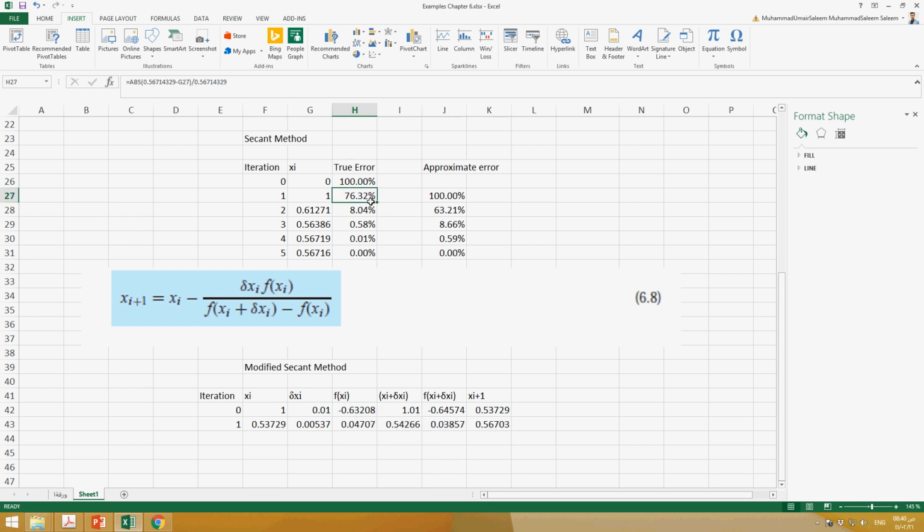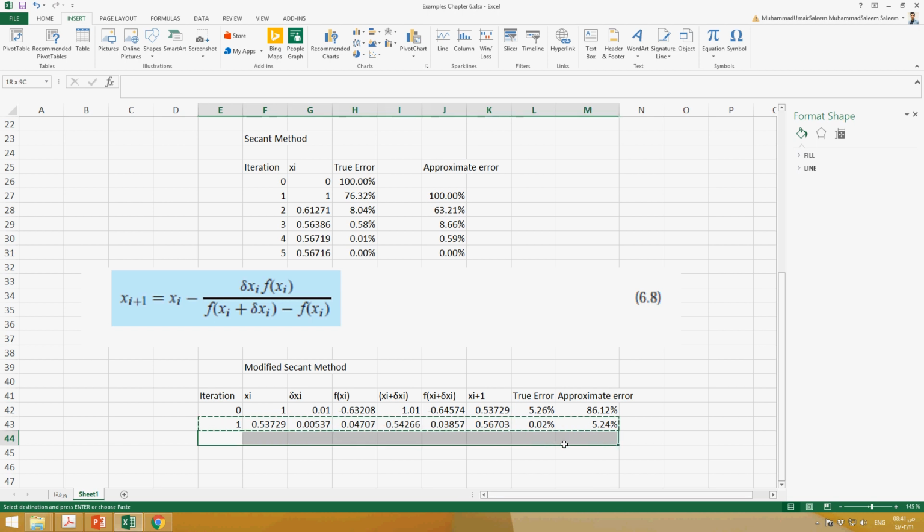You can also find the true error and the approximate error. For example, the true error should be the true value minus the approximate value, and it's already here. And the approximate error: you can find it as the current value minus the previous value, divided by the current value. Then you can apply this. If you make one more trial, let's see what happens.